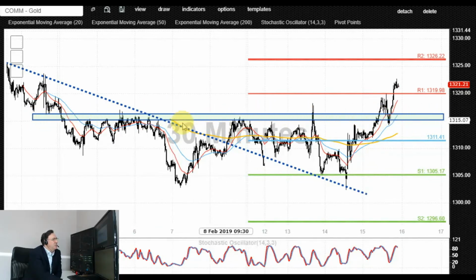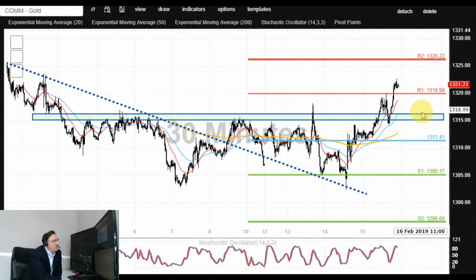So the initial downside support is at this trading zone here at 1315, 1314. So previous low, cluster of previous highs, and now high and low. So therefore support, resistance, support, resistance. Very important level. Bulls appear to be in complete control above that level.